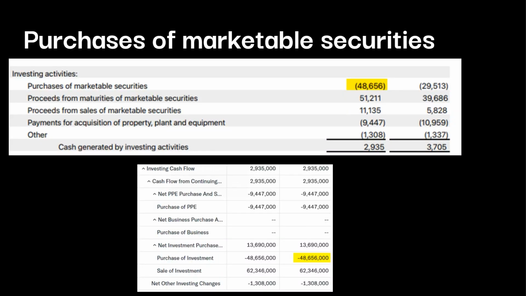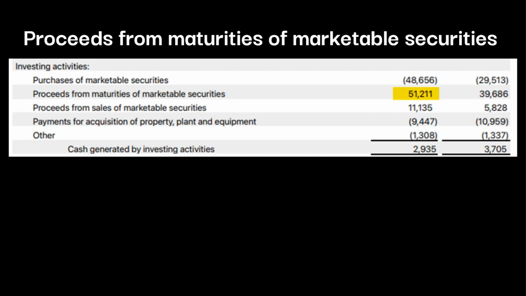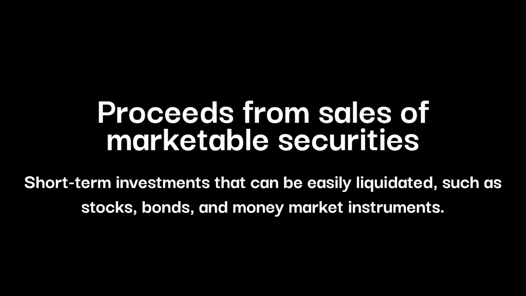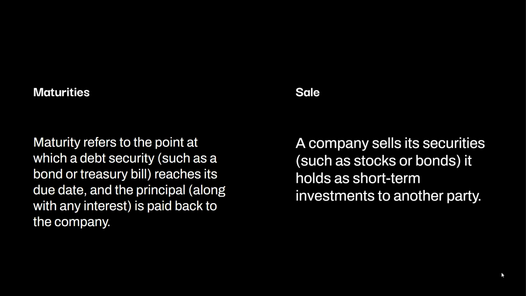And you can see at the top, right, Apple purchased 48,656, and it's a little bit buried down below on Yahoo, but you can still see that present. Next, we're going to have proceeds from maturities of marketable securities. You'll see this number is 51,211. Then proceeds from the sales of marketable securities, which sounds very similar, right? And you'll see 11,135.